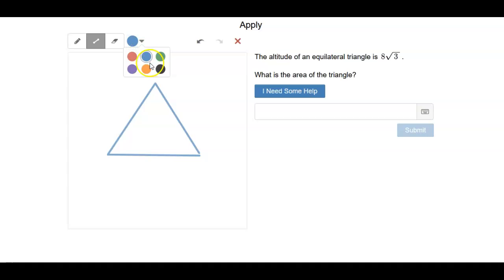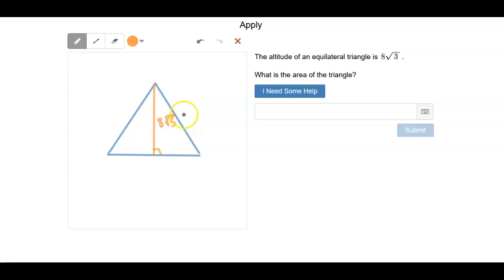And an altitude, remember, goes from the vertex to a spot that is perpendicular to the base. So this would be our perpendicular altitude right here. And this height right here is 8 square roots of 3.